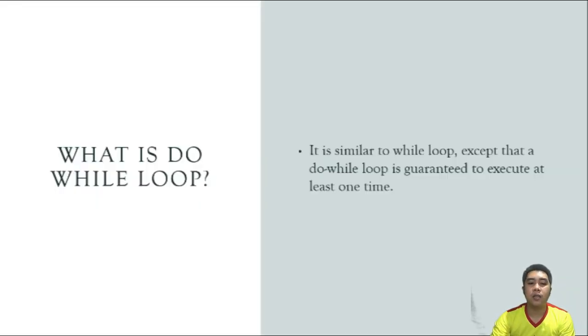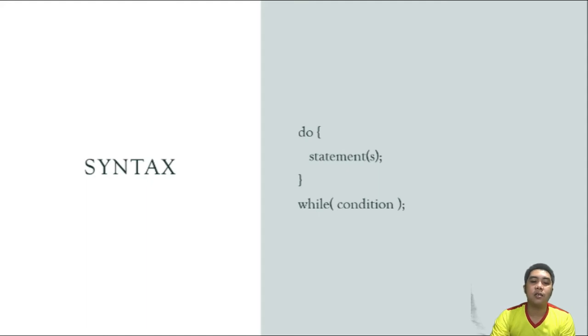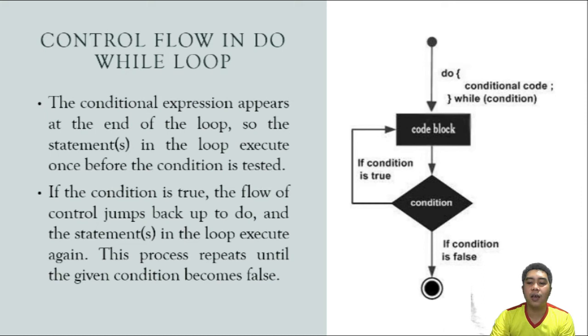So next is, what is do while loop? It is just similar to while loop, except that do while loop is guaranteed to execute at least one time. So this is the syntax. And right here is the flow diagram and the control flow in do while loop. The conditional expression appears at the end of the loop, so the statements in the loop execute once before the condition is tested. If the condition is true, the flow of control jumps back up to do, and the statements in the loop execute again. This process repeats until the given condition becomes false.